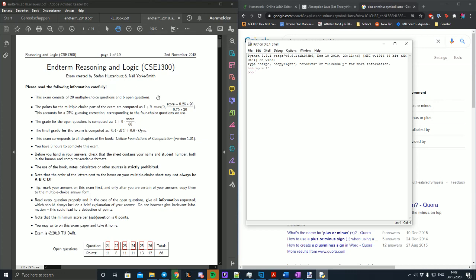Open questions is 1 plus 9 times the score we had, which was about, let's say, 64, or let's say 62 to be conservative. So this is what we already had at least, divided by 66. And then the full grade is equal to 0.4 times MC, multiple choice questions, plus 0.6 times open questions. What is the mark we got? A 9.7. Nice. We take those.